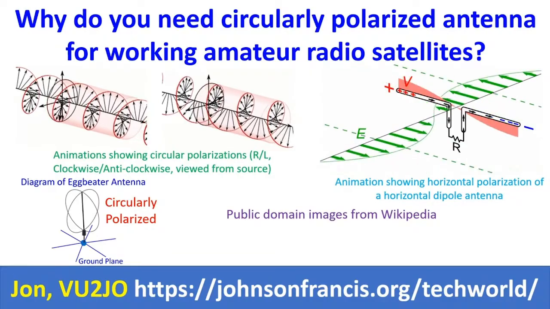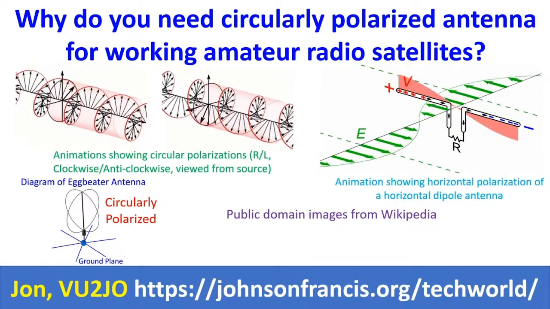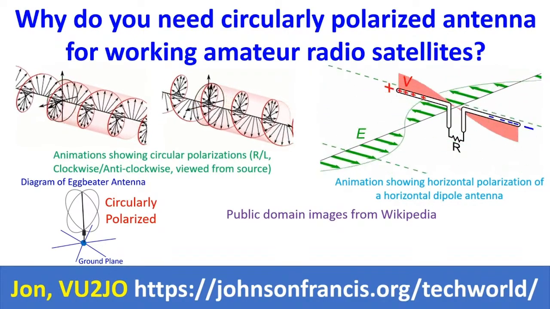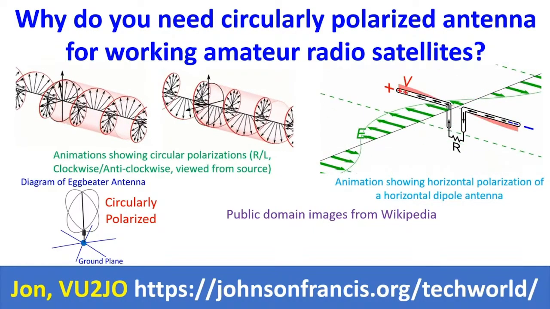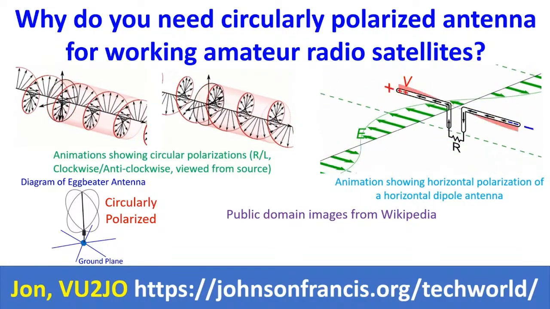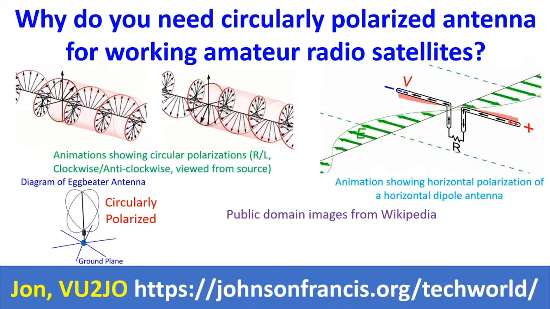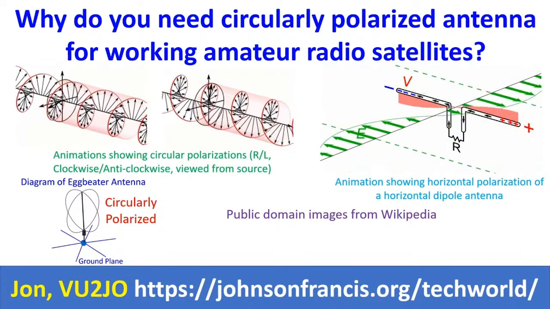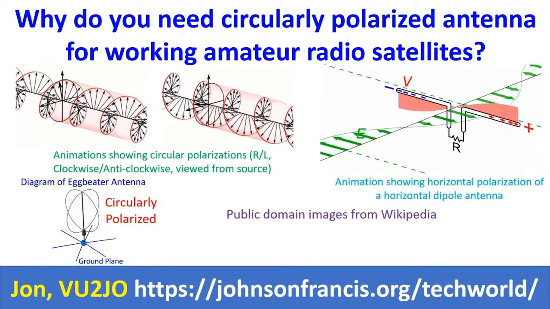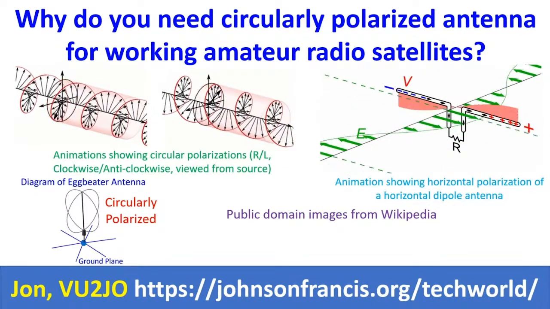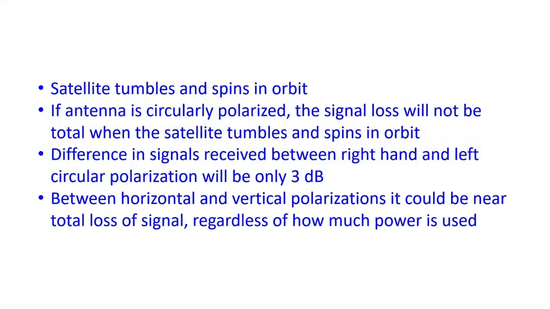If it rotates to the right, it is known as right-hand circular polarization, RHCP, and if it rotates to the left, as left-hand circular polarization, LHCP. Using circularly polarized antennas helps to minimize the effects of cross-polarization losses as the satellite moves through space. Even if the satellite antenna is vertically polarized, the signal changes direction as the satellite tumbles and spins in orbit.